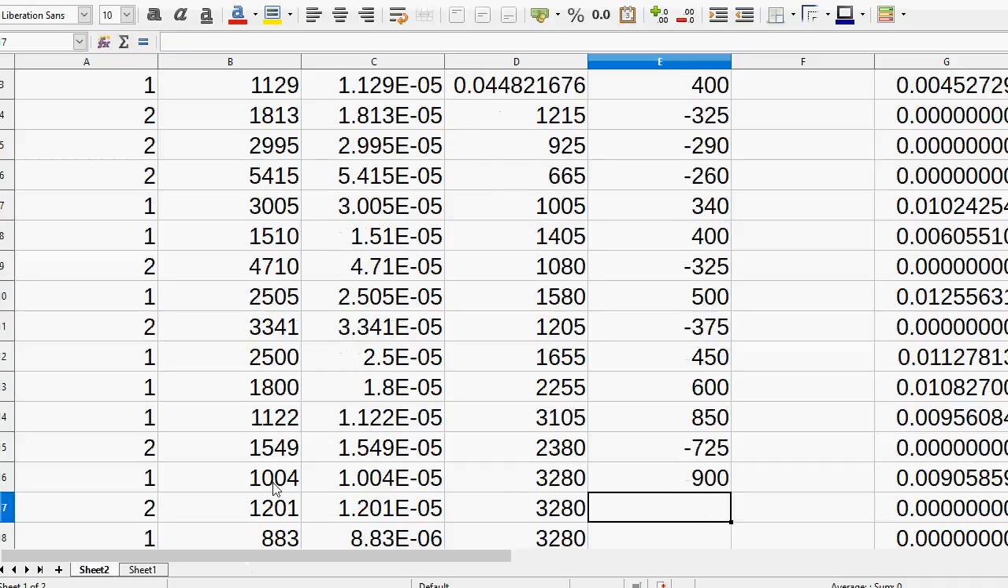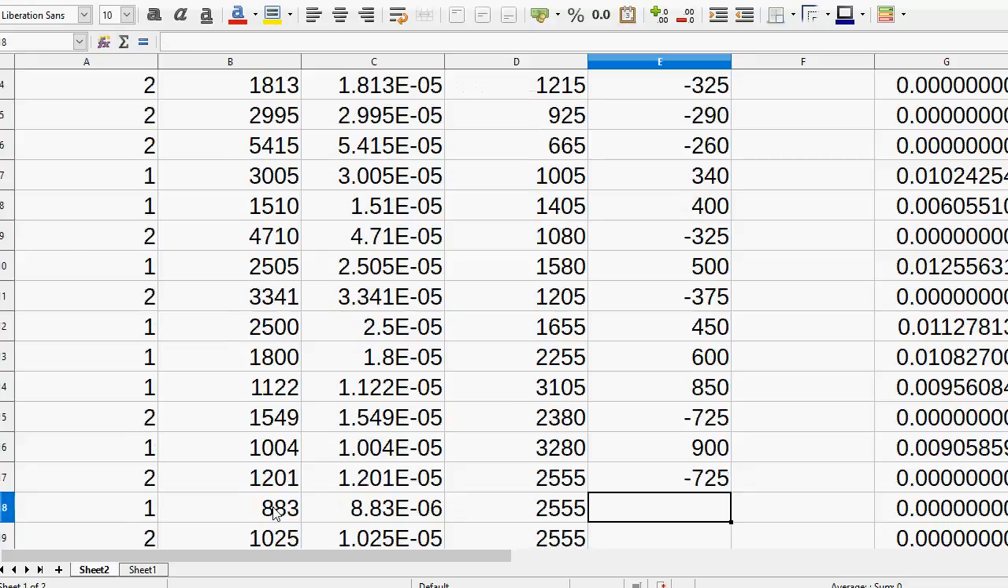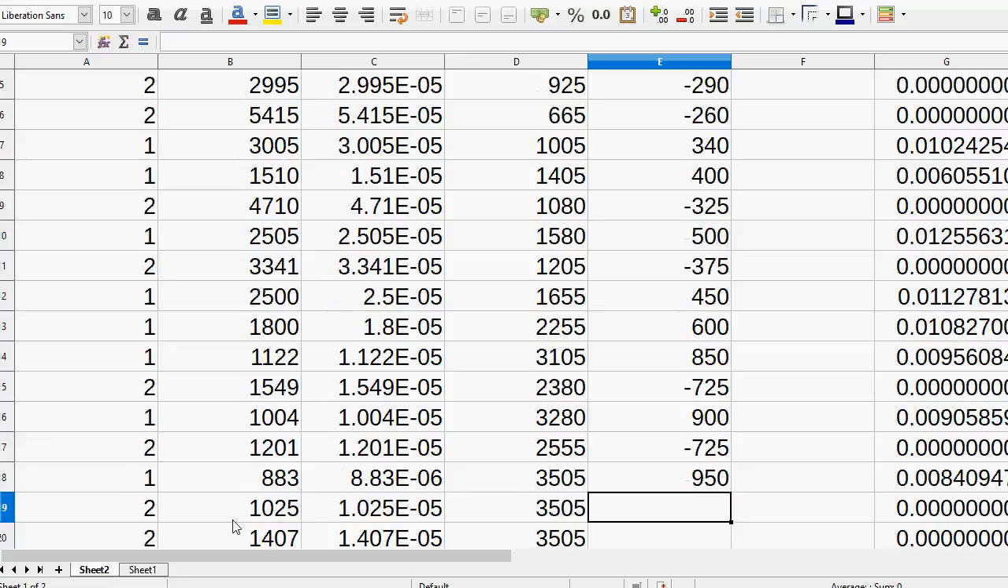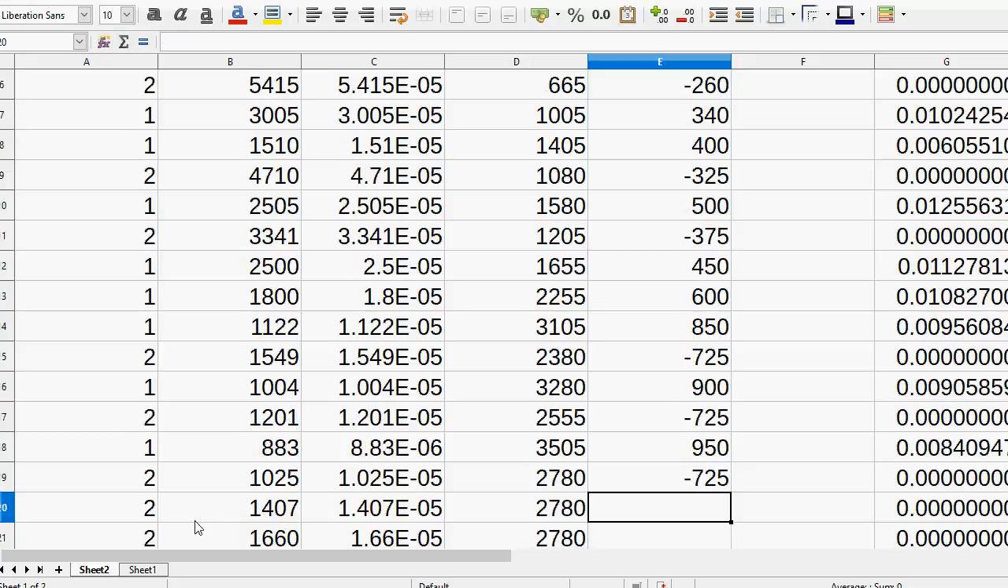Then this isn't that big of a gain, so I'm going to sell what I did last time, 725. Price goes down in here, so 883. Now I can buy, say, 950. Price goes up to 1,000, not a great gain again, so I'm just going to go negative 725. 1,400.